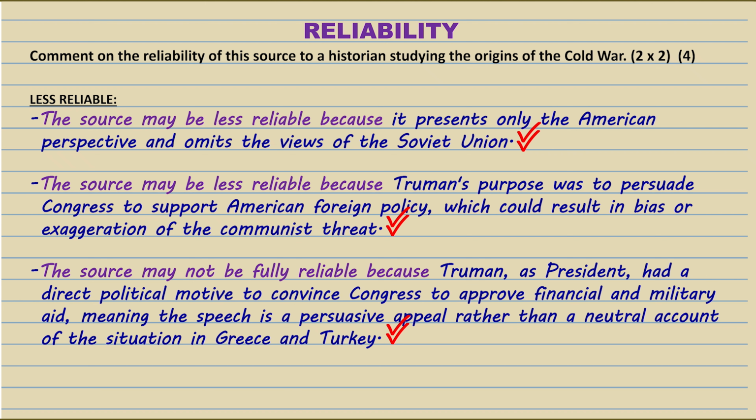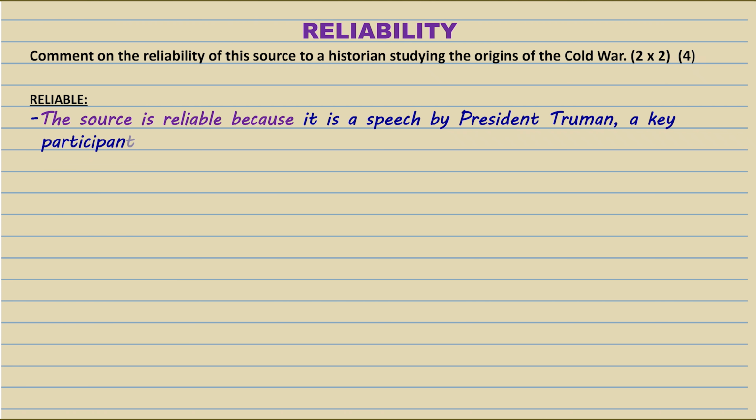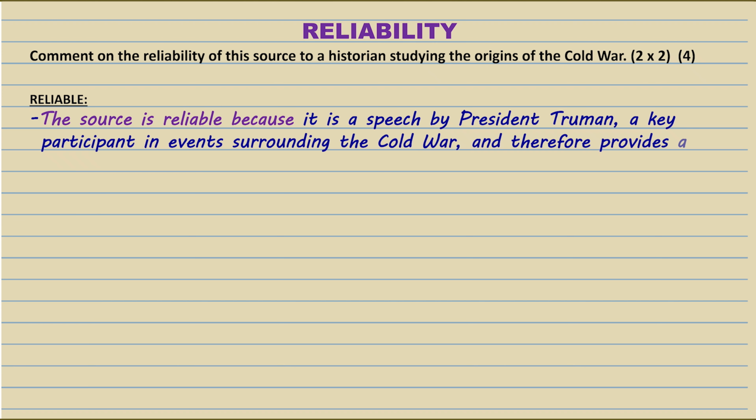The same source can contain features that make us question its reliability, while other features make it reliable for particular purposes. For example, instead of focusing on Truman's political motive, we can focus on his position as president and say, the source is reliable because it is a speech by President Truman, a key participant in events surrounding the Cold War, and therefore provides a first-hand account of American policy.